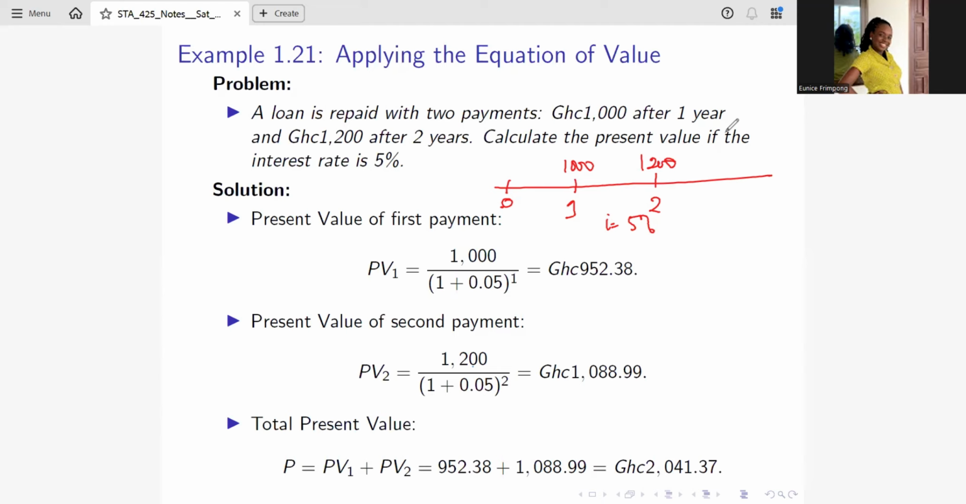So what do I do? This 1,000, I must discount it to come here. This 1,002, I must discount it to come here. Then I sum their discounts. The present value of the first one is 1,000 divided by 1 plus R, which is the interest, raised to the power 1, which is the time. And I'm getting this. For the second one, I have 1,002 divided by the accumulation function, 1 plus R, all raised to the power 2. And that's giving us this. To find the total present value, I simply sum PV1 plus PV2, and that gives me this.